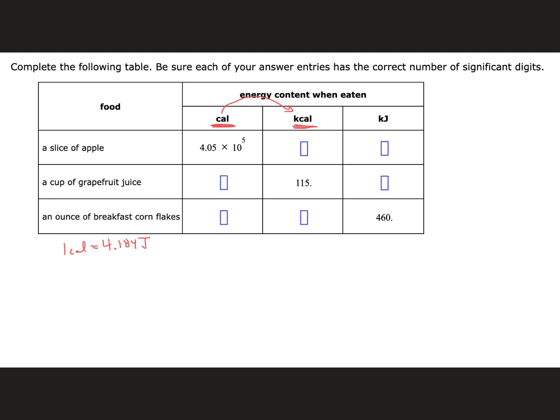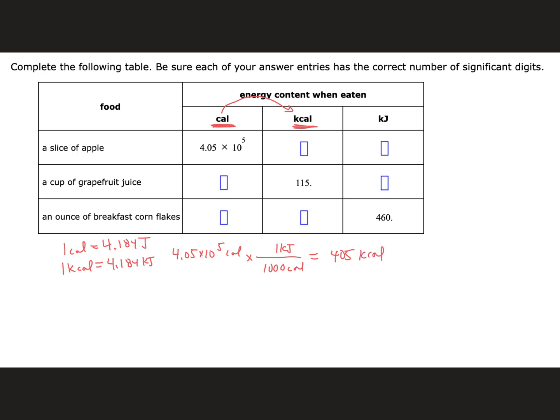4.184 joules. And that means 1 kcal, so a kcal is 1,000 calories, would be 4.184 kilojoules of energy. Now that we know those two things, we can convert from calories to kcals to kilojoules of energy. So for the first row, we've got 4.05 times 10 to the 5 calories. We know that 1,000 calories is 1 kcal, so we have 405 kcals.